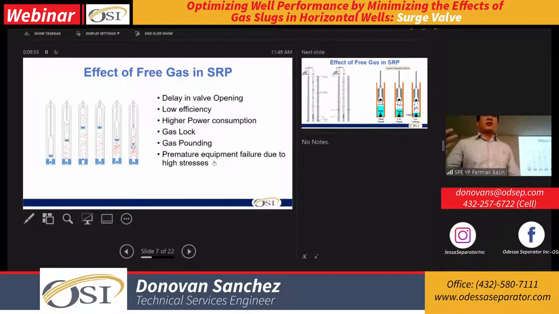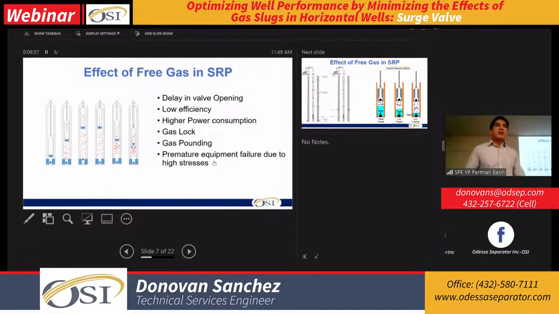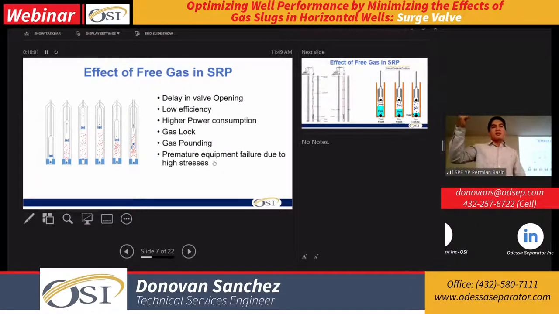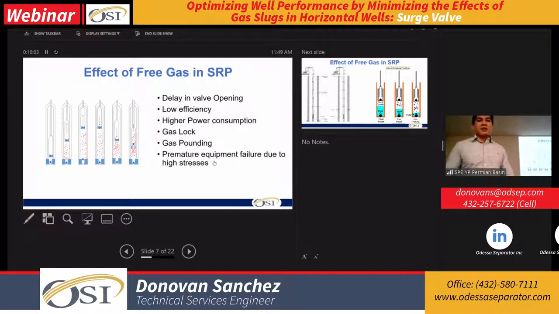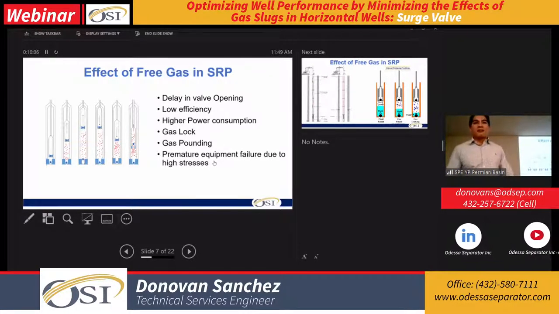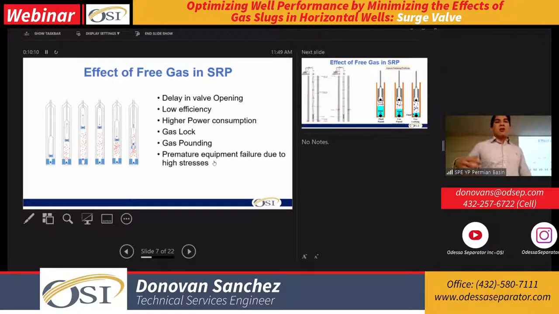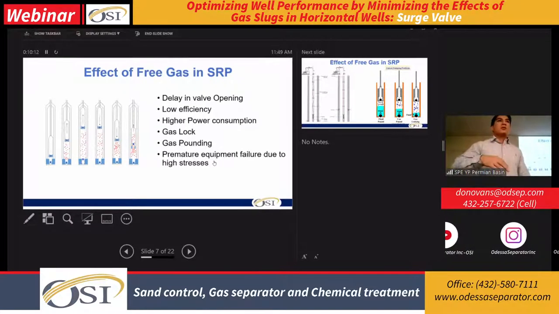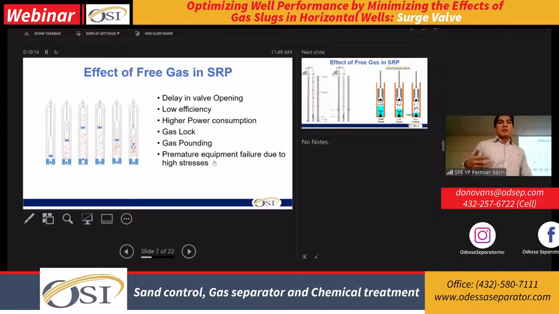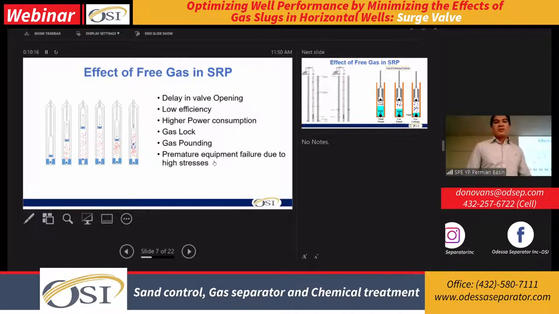So if that rod string is 4,000 feet long, just imagine how much vibration is occurring in the entire rod string above that, and how much damage that gas pounding or that fluid pounding can have on that rod system. And like I was saying, that rod system, all that buckling, it can hit the tubing, the rods can buckle. This leads to premature equipment failure due to high stresses.